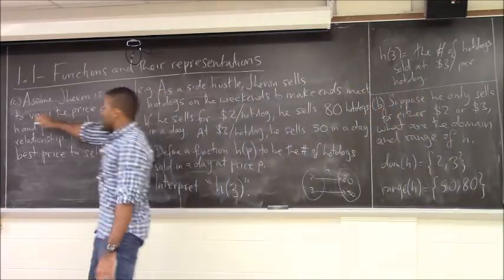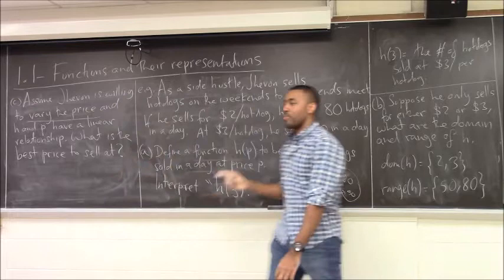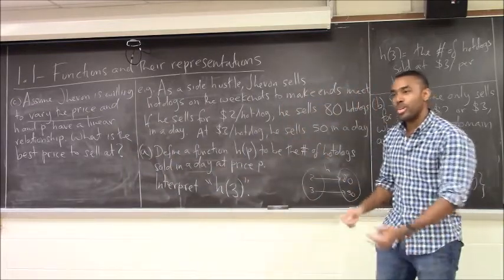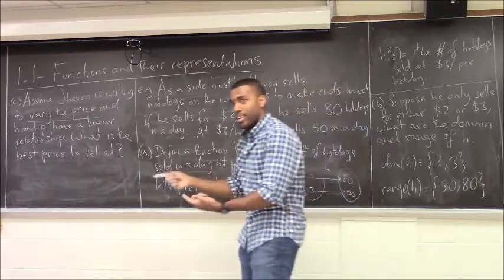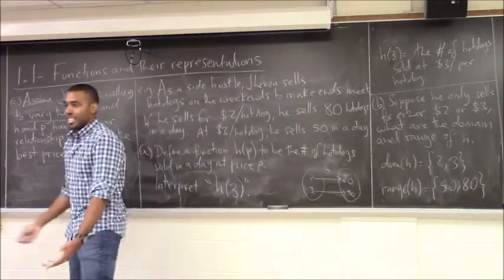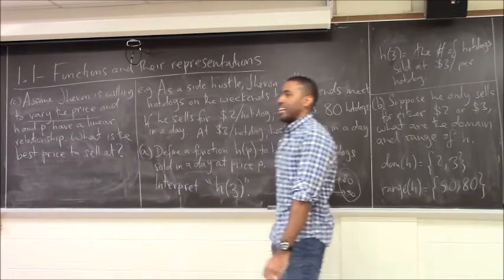I'm willing to vary the price. I'm willing to sell for something other than $2 or $3. So the question is, should I sell at one of these two or something else? And if something else, what is that other thing? That's what I'm asking. How do we go about that?